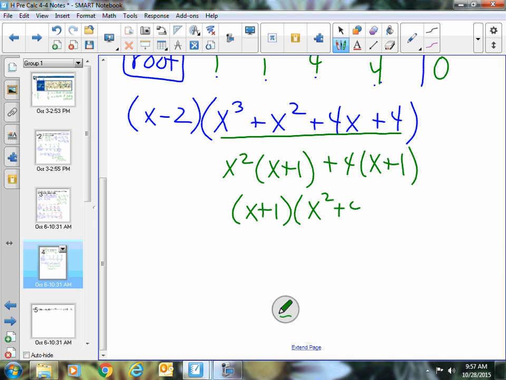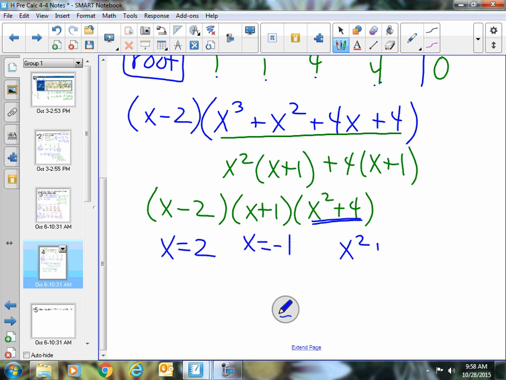So I get x squared plus 4. And then I have my x minus 2 out front. So now I know that I had that original x equals 2. I also have x equals negative 1. Some of you maybe found that when you were searching before, so when you were doing your synthetic division. The last 2 solutions come from this guy.